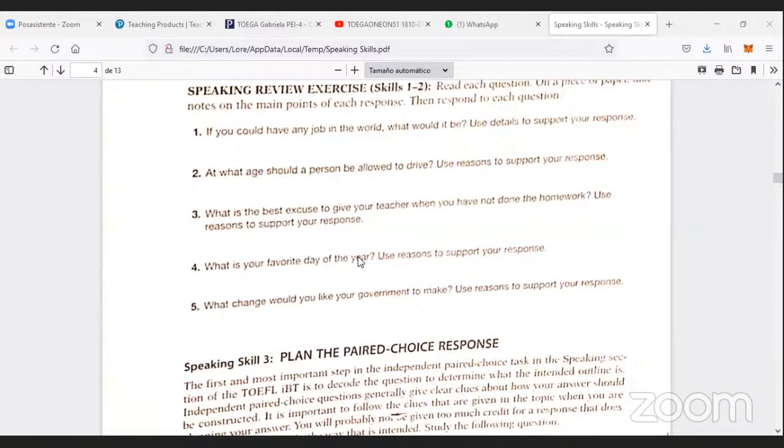Perfect. Very good. Now it's much better. You made examples, comparisons, and the conclusion. Perfect. Okay, so four. What is your favorite day of the year? So try to give reasons or maybe examples. Okay.